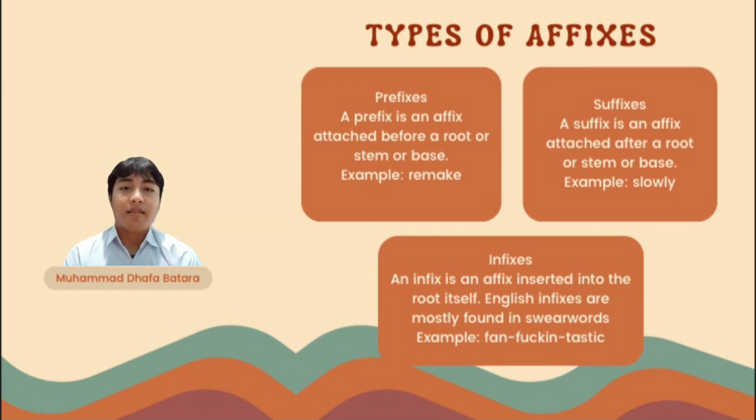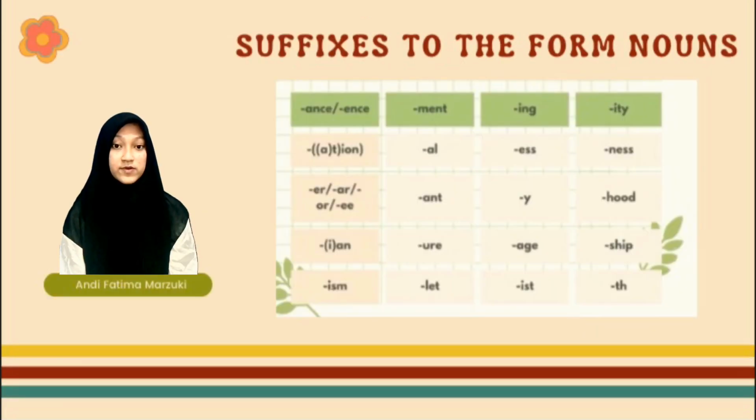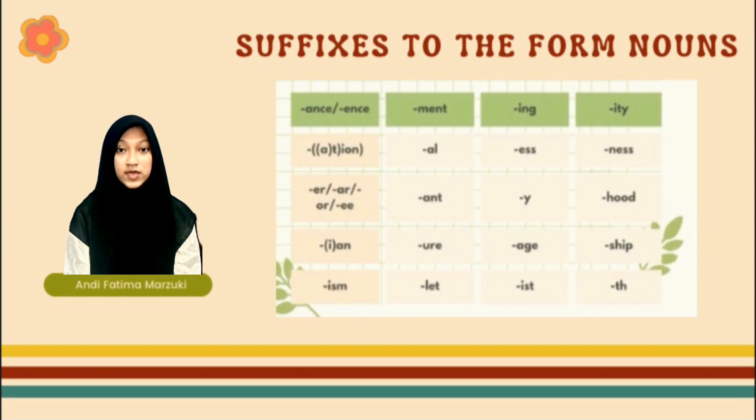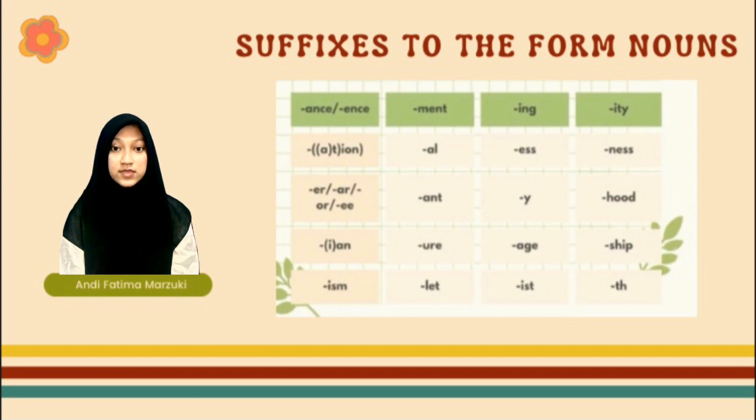Next is suffix. A suffix is a letter or group of letters added to the end of a word or root, its base form, serving to form a new word or functioning as an inflectional ending. The suffixes to form nouns. There are several suffixes that can make verbs or adjectives into nouns. It's ance, ence, ment, ing, ed, at, ion or ation, al, s, ness, er, or, e, ant, y, hood, ian or ion, ure, th, ship, ism, let, is, and so on.